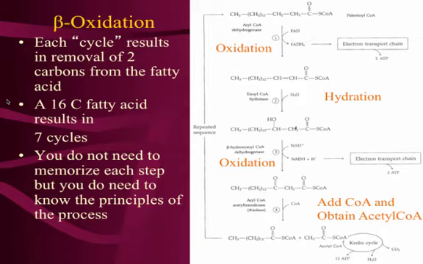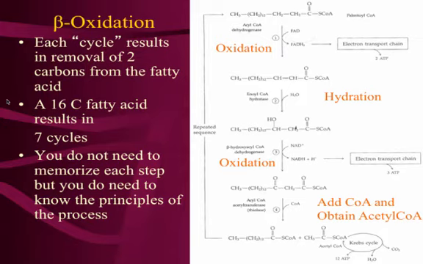Let me see if I did this right. After the first cycle, acetyl CoA, C14. Do that again, and again, again, again. 1, 2, 3, 4, 5, 6. On your last cycle, you have 4 carbons coming through. When that splits, you have 2 acetyl CoA. That's the end of it.